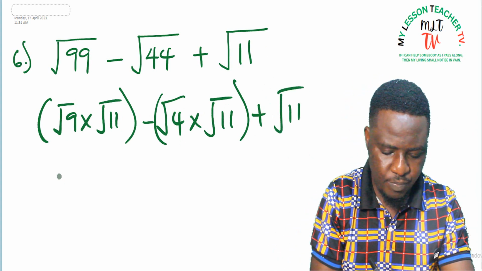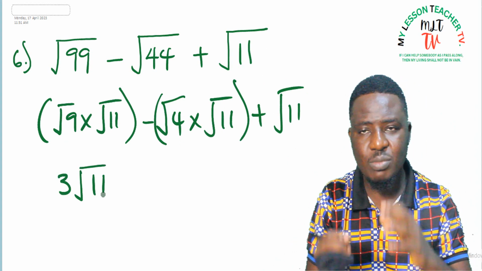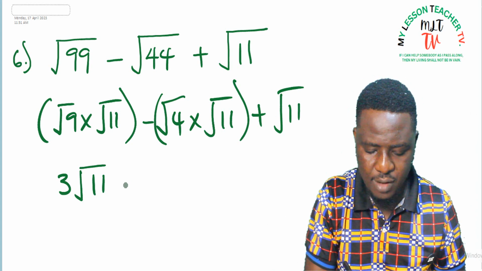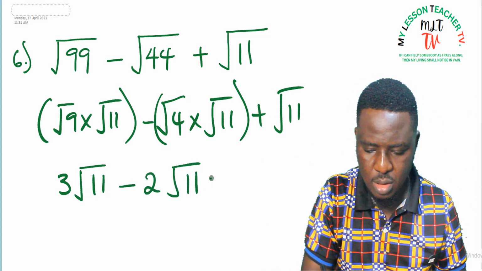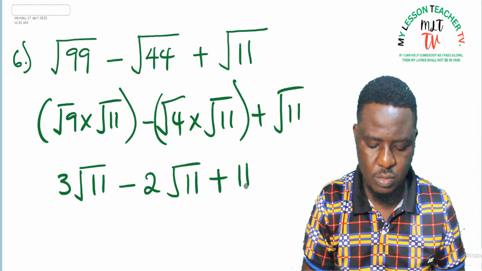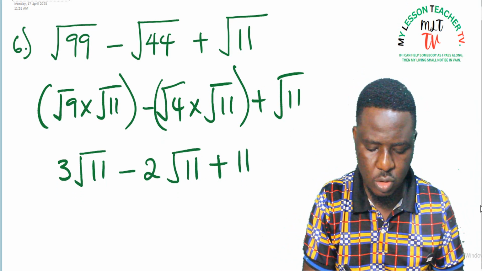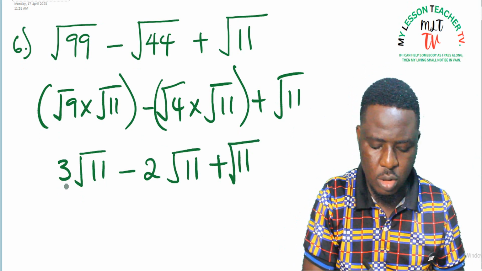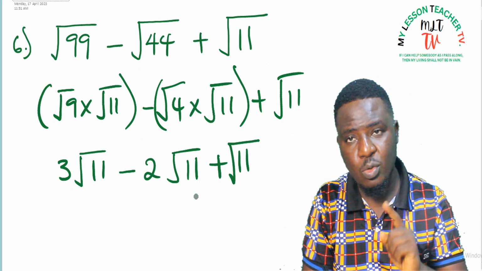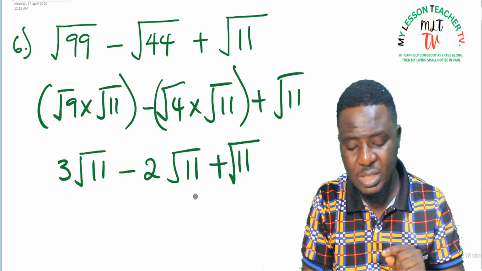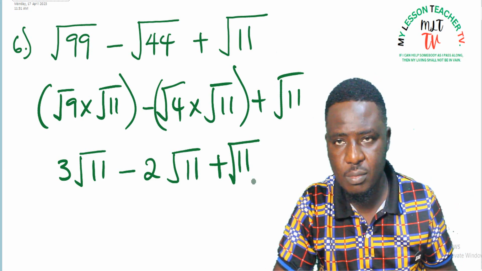This gives us 3 root 11. I will be skipping some steps. So 3 root 11 minus 2 root 11 plus root 11. Okay? And this gives us 3 root 11 minus 2 root 11 is 1 root 11. And 1 root 11 plus 1 root 11 gives us 2 root 11.